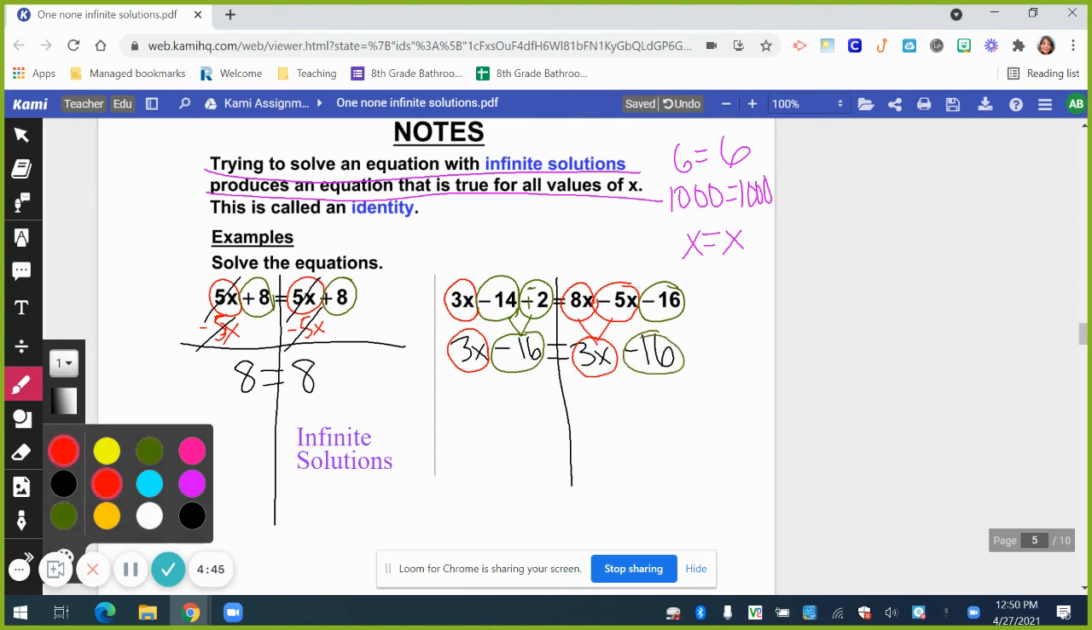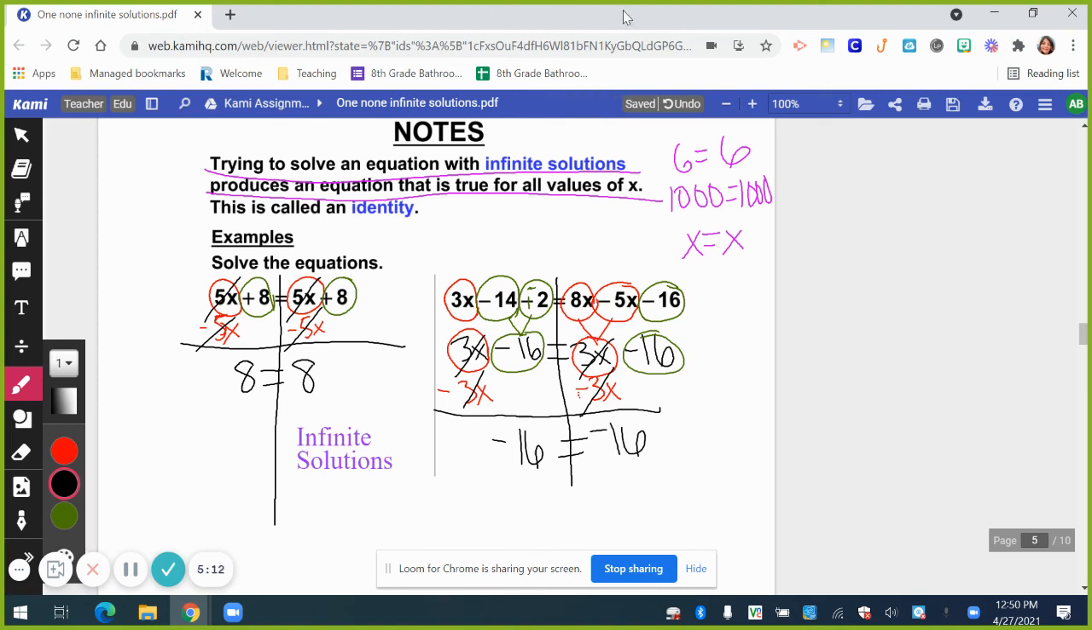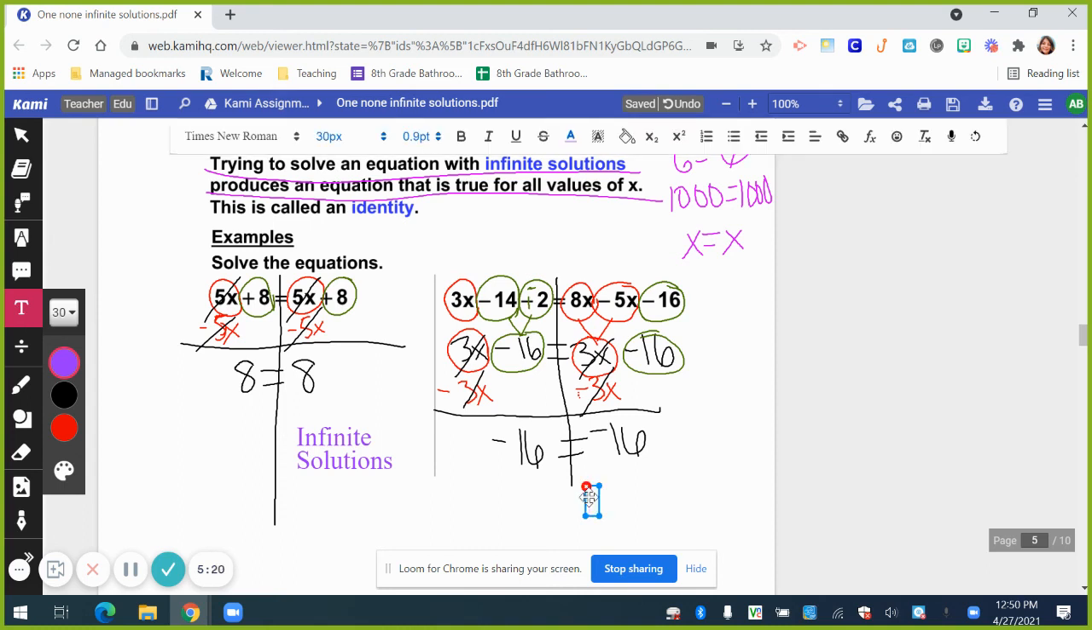And now I need to use the inverse operation, or the opposite. So the opposite of positive 3x is minus, so I'm going to subtract both sides by 3x. Those are zero pairs, which means they equal 0, and that leaves us with negative 16 equals negative 16. Now, since negative 16 will always equal negative 16, this will be infinite solutions.